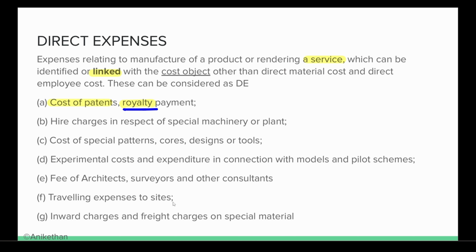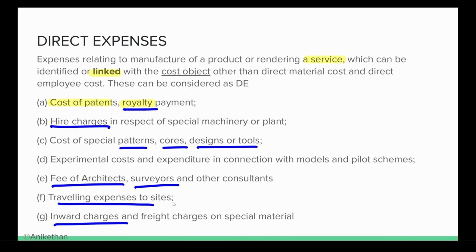Hire charges in respect of special machinery, cost of special pattern, core, design or tools. What are these? If you are a mechanical engineer, you will understand. Whenever a metal part has to be casted, they make some special patterns where they pour the molten metal. They are called pattern and cores. Since it is directly related to that product, it is a direct expense. Experimental cost and expenditure in connection with model and pilot schemes, fee of architect, surveyor, etc., traveling expense to site, inward charges, all these are direct expenses.